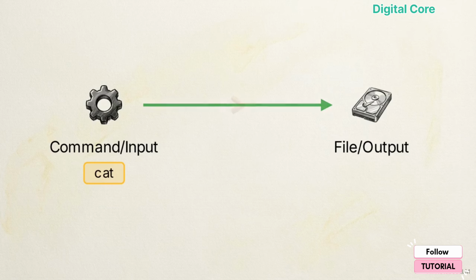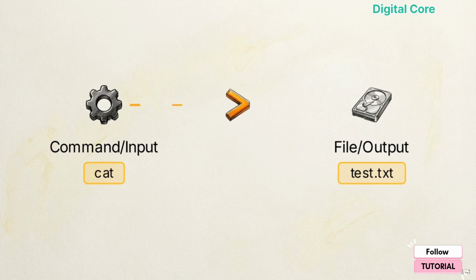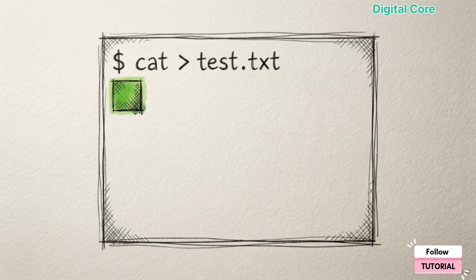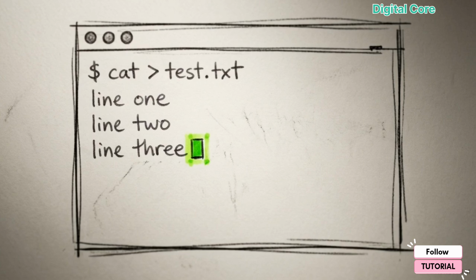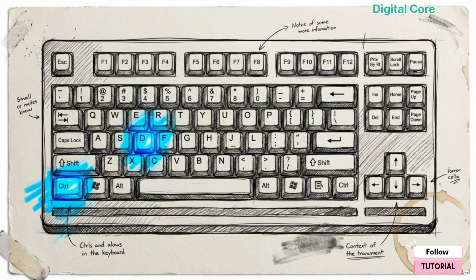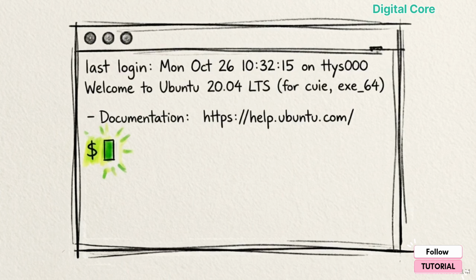To create a file, type cat followed by a single greater than arrow and a file name like test.txt. When you press enter, the cursor drops to a new line. The terminal is now waiting for you to type the content you want to save. To signal that you are finished and want to save the file, you must press Ctrl and D. This indicates the end of file to the system.